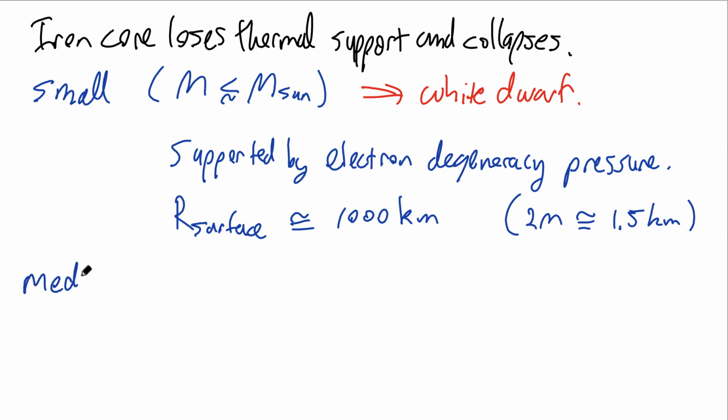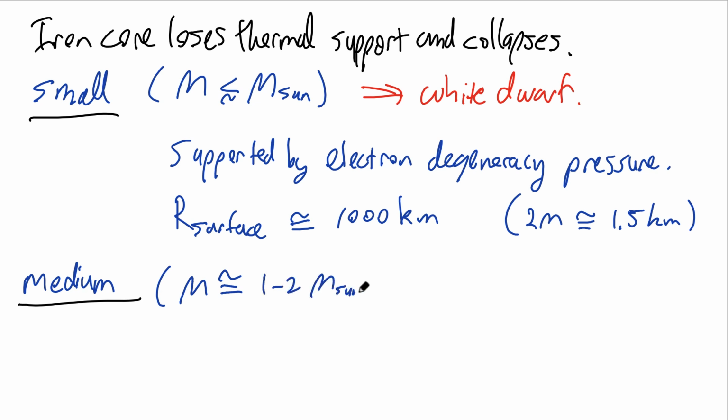So if we have a medium-sized star, so we'll take the medium-sized star to have a mass around 1 or 2 solar masses, the end result is a neutron star. Now, in a neutron star, the electrons and protons have been forced together through inverse beta decay to form neutrons. So a neutron star is basically a big ball of neutrons, and it's supported from further collapse by neutron degeneracy pressure.